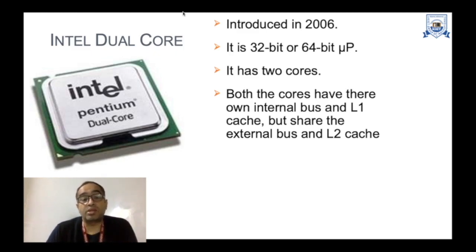Then in 2006, Intel started working on cores. In 2006, they started giving Intel dual-core machines, with microprocessors that were 32-bit and 64-bit and had two cores. Now, when it comes to cores, the cores basically have cache inbuilt.